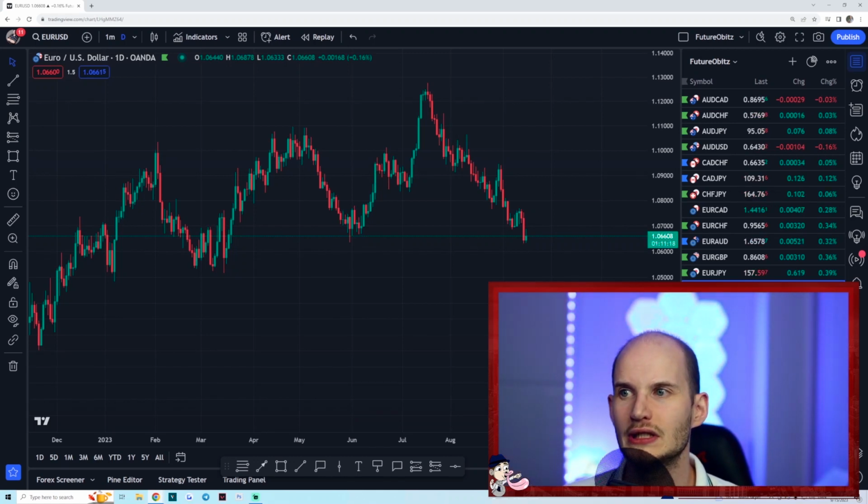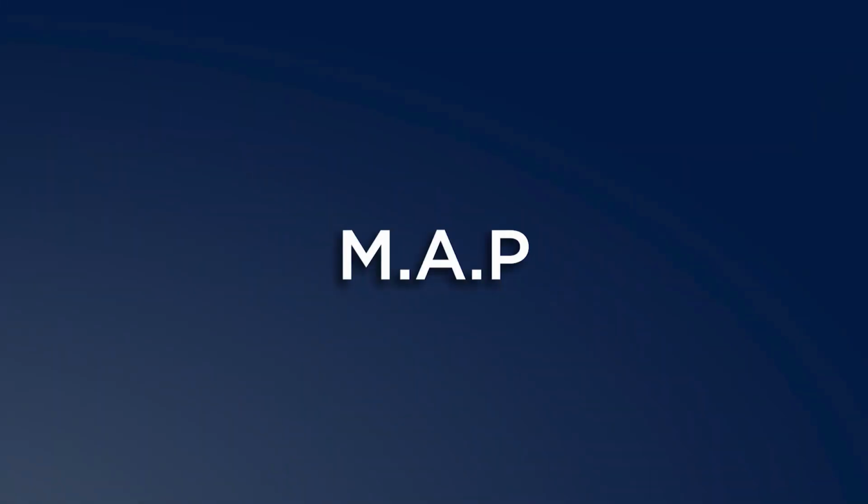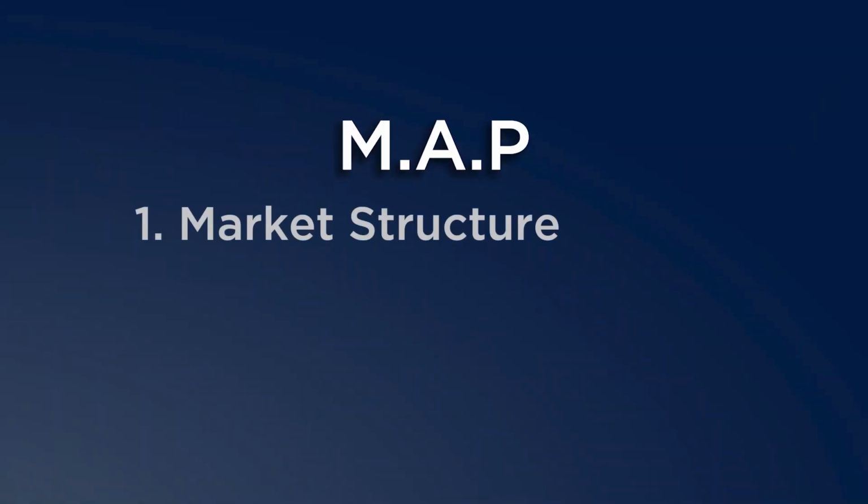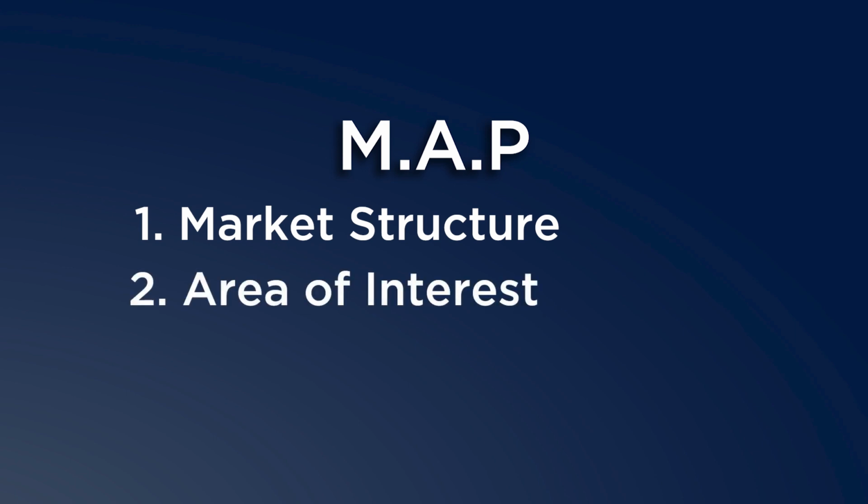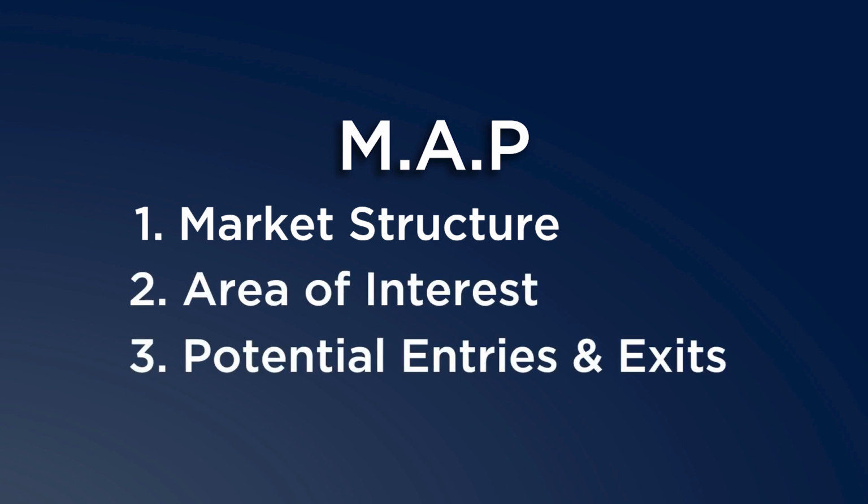But in order for you to understand how Forex works, we need to understand how things like market structure work, right? So I've made a formula called MAP, which stands for market structure, area of interest, potential entries and exits.